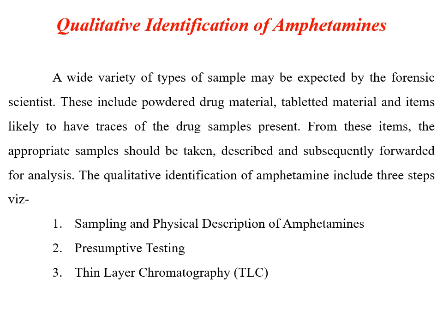The qualitative identification of amphetamine is carried out in three steps. The first step is the sampling and physical description of amphetamines. The second is presumptive testing, and the third is thin layer chromatography. A wide variety of sample types may be expected by the forensic scientist, including powdered drug material, tableted material, and items likely to have traces of the drug present. All these types of samples can be easily identified for amphetamine by using these three steps.